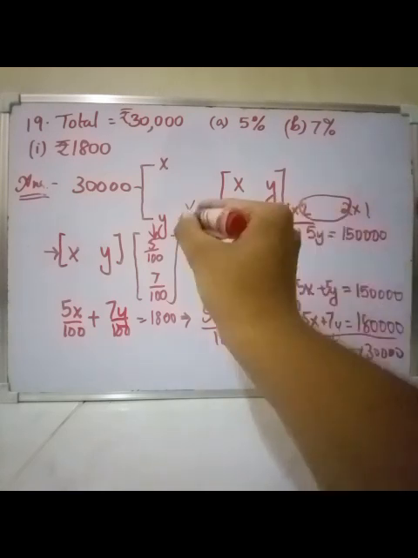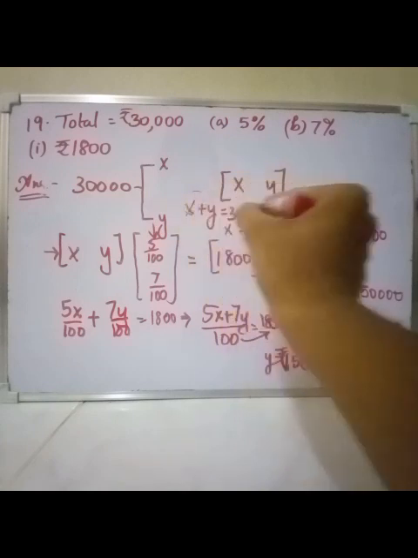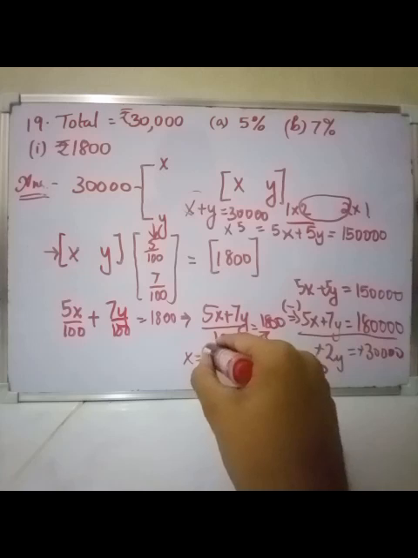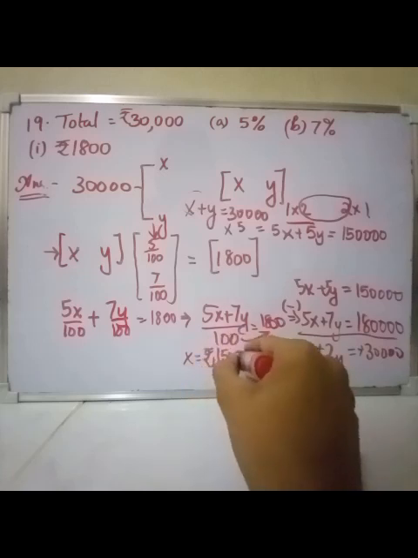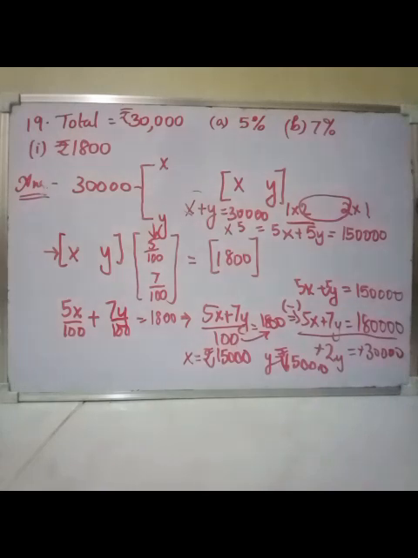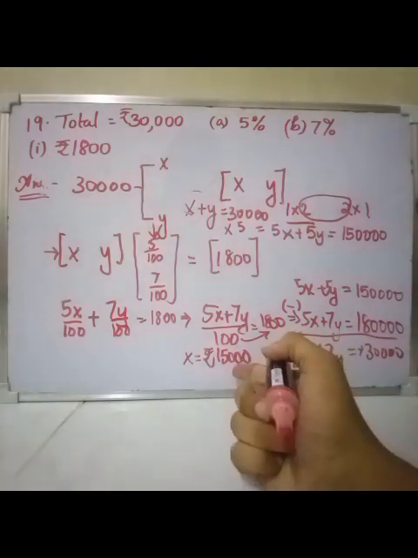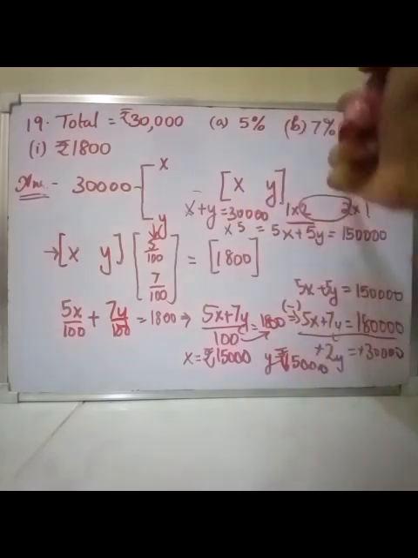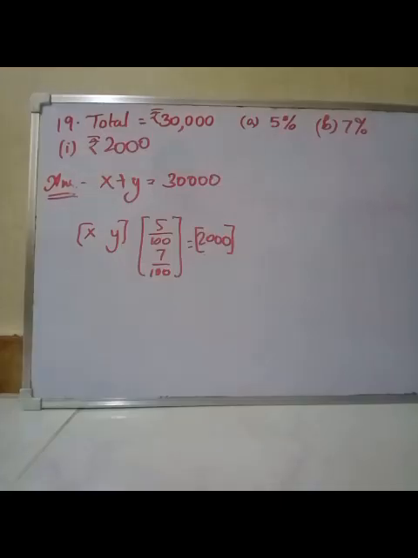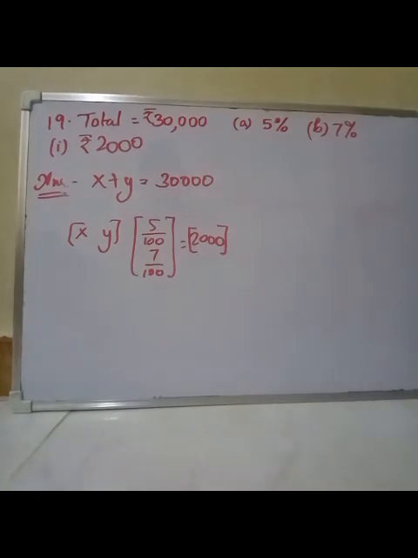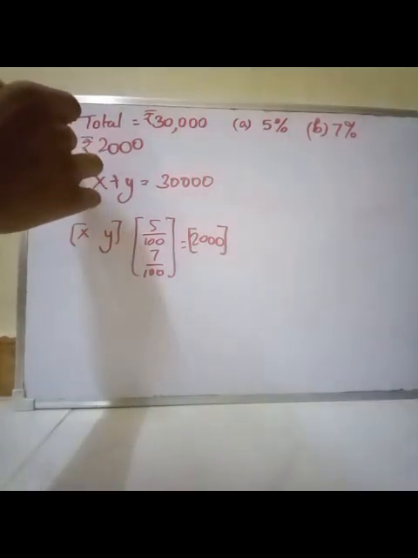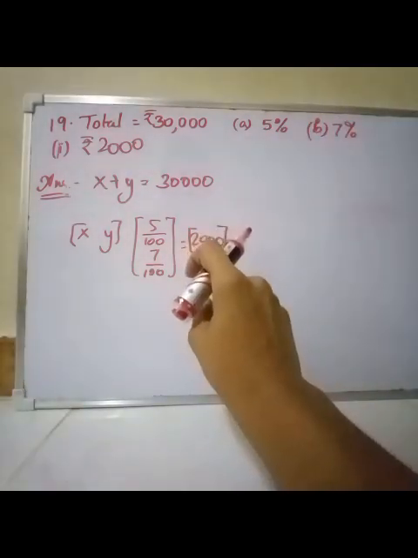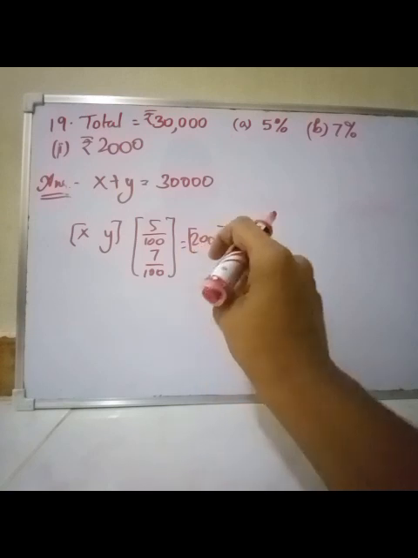And from the first equation, x plus y is equal to 30,000, you can also find out that x is also equal to rupees 15,000. So for the first part of the question, you have to put 15,000 rupees in 5% interest and 15,000 rupees in 7% interest. So for the second part of the question, we need rupees 2,000 as the final interest, and for this one, just the value inside the bracket we are making it as 2,000, right?